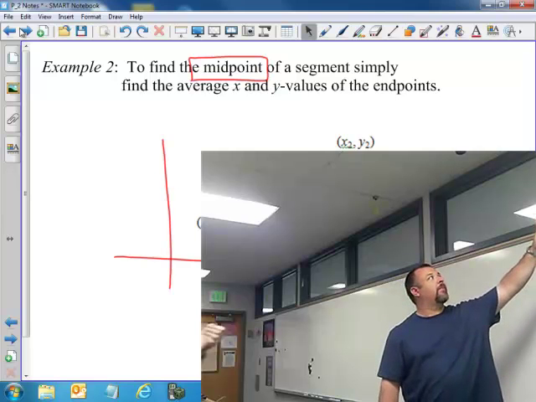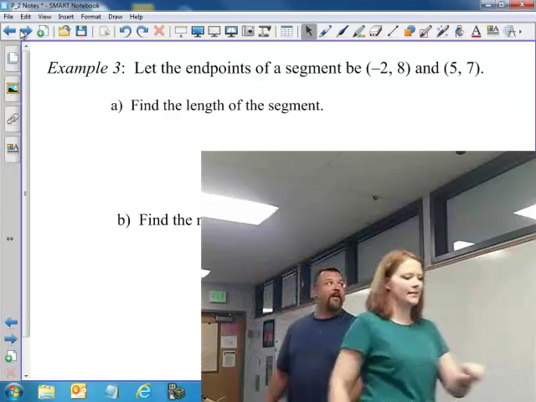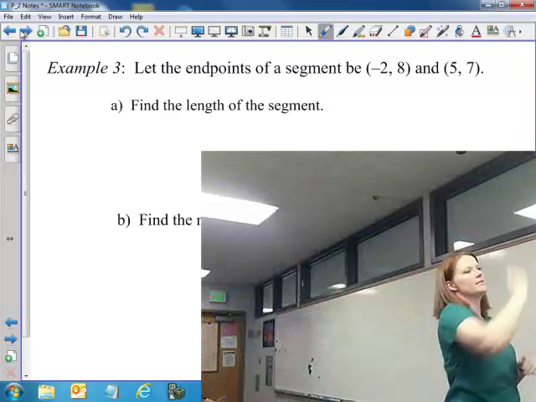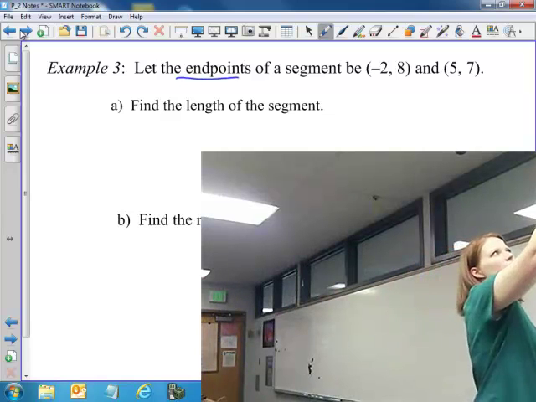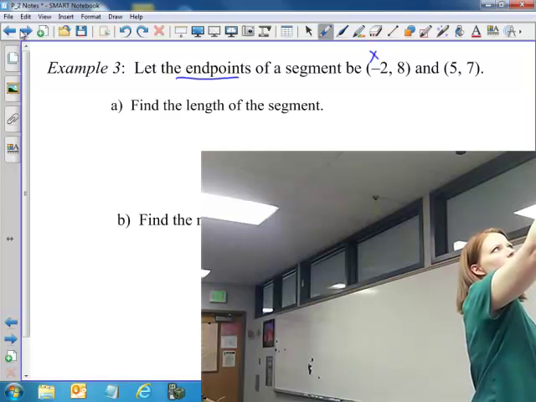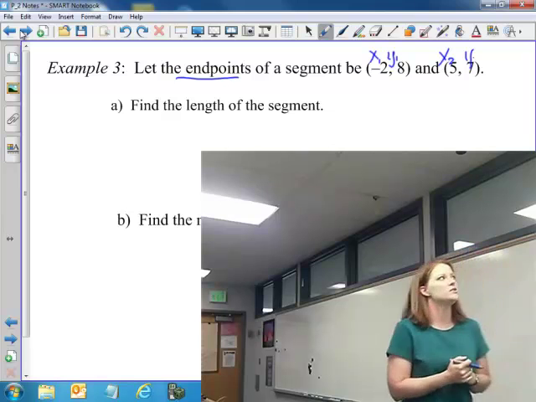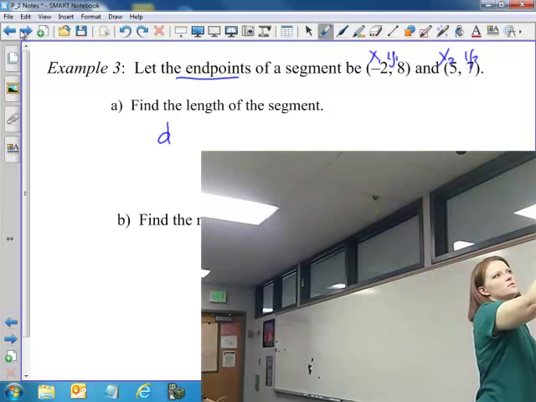Got it. So let me see if I can try a problem. Okay. You try, because the board just is getting worse by the minute. Okay, I like to do the ones with the numbers. So let the endpoints of a segment, that's the same thing Mr. Lecky just had, be -2, 8, and 5, 7. So again, if you needed to, you could think of this as x1, y1, and x2, y2. And all we got to do is do the change in x and the change in y.